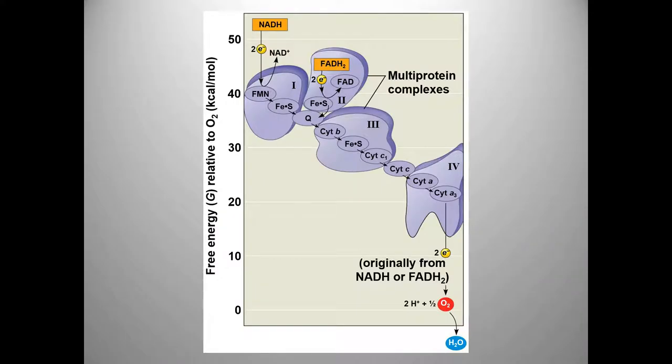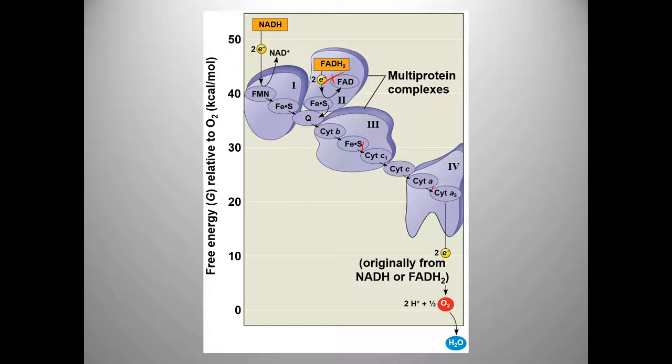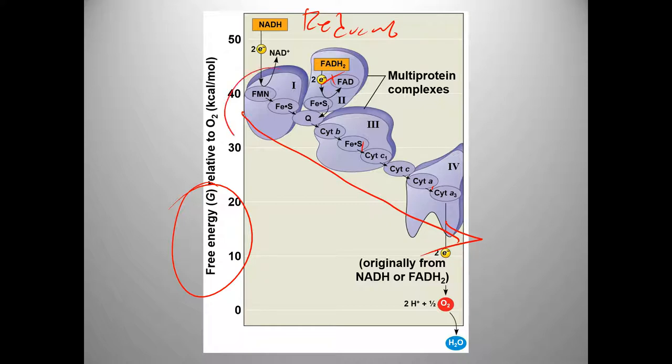So here you have 1, 2, 3, 4 membrane proteins. It's actually more than just one protein per complex. There are many proteins that make up complex 1, complex 2, complex 3, complex 4. Notice that on the y-axis, you have the amount of free energy in kilocalories per mole. And as you go down the electron transport chain, your NADH molecule, which is initially reduced, gives up electrons to the first membrane cytochrome protein.